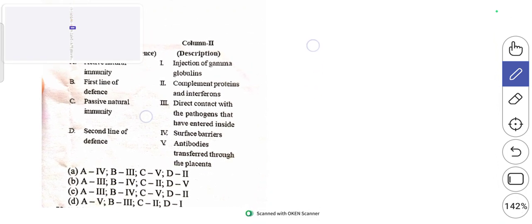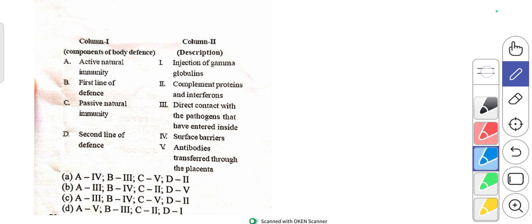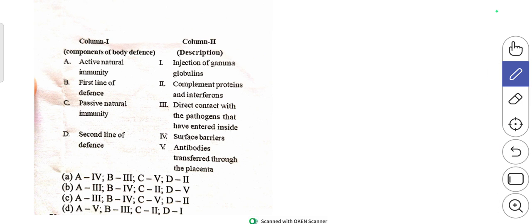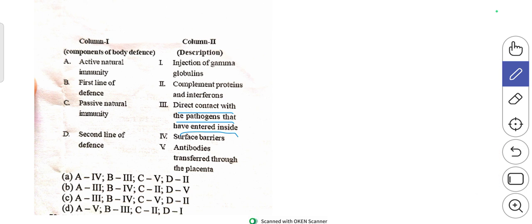It is from the topic human health and diseases. Active natural immunity. Active natural immunity will be obtained when we have direct contact with the pathogen. Here they have given direct contact with the pathogen that has entered inside. So when we come across this pathogen, that will be considered as active immunity. So A3 is the answer.